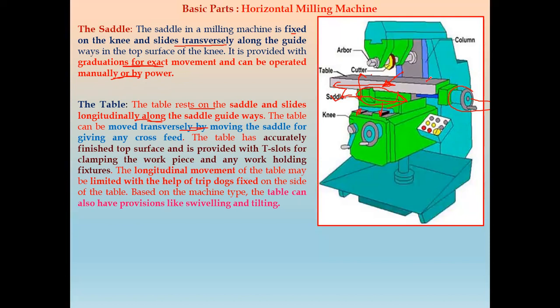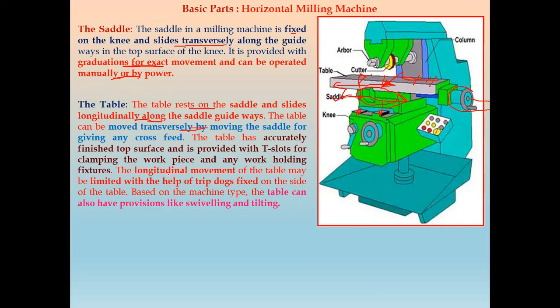The table has an accurately finished top surface. The top surface of this table is accurately finished, and it is provided with T-slots for clamping the workpiece on this work table, and any other work holding devices, or we can say fixtures, by which the workpiece or job can be fixed on this work table.